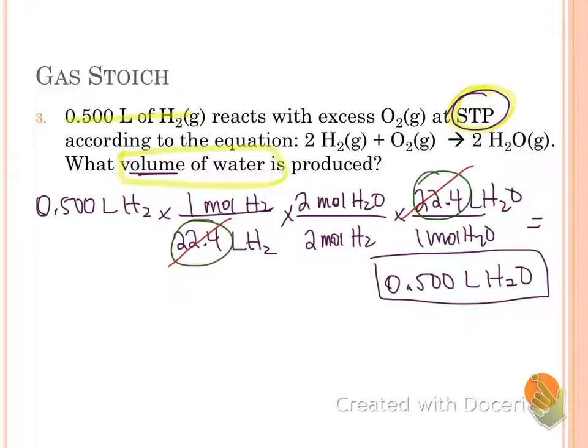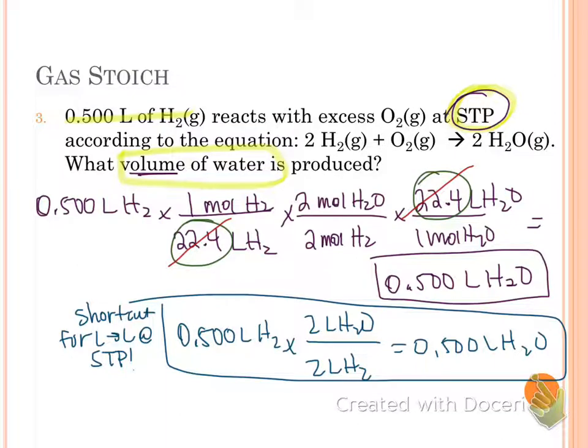Well, since those 22.4s just cancel out, we don't technically need to do stoichiometry in mole to mole if we're going from liter to liter at STP. We have a shortcut way that we can do this. We can actually use a liter to liter conversion. If you realize that you have a stoichiometry problem that is liter to liter at STP, we can do this little shortcut where we are just using this liter to liter conversion.